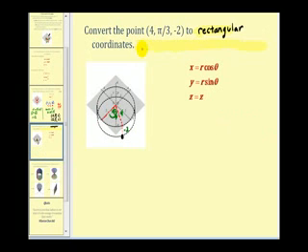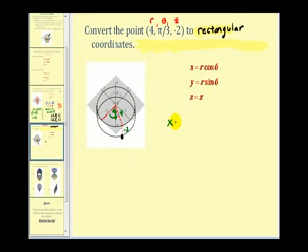In this example, we want to convert the cylindrical coordinates (4, pi over 3, negative 2) to rectangular coordinates. Here's the location of that point plotted in cylindrical coordinates. We go out 4 units from the pole, rotate pi over 3 radians, and then down 2 units. So for rectangular coordinates, we want to determine x, y, and z given r, theta, and z.